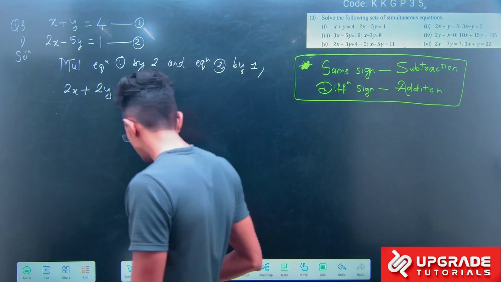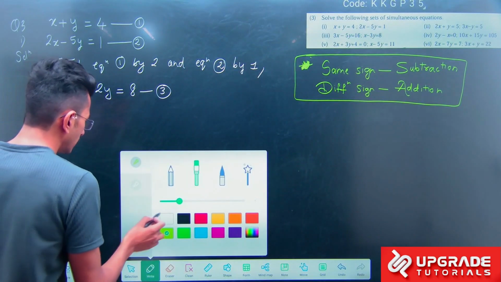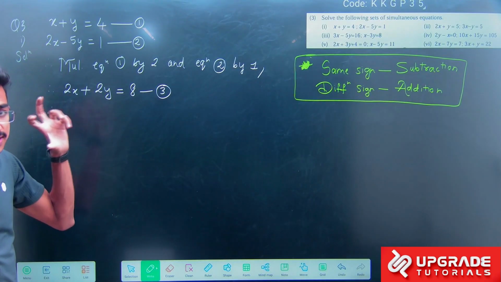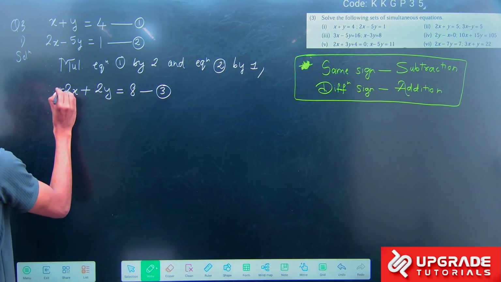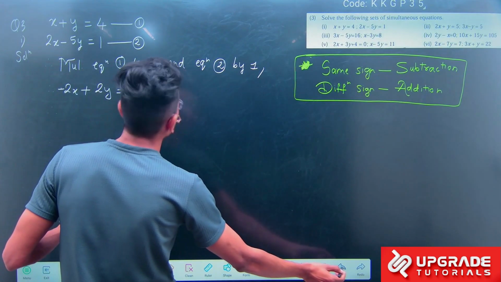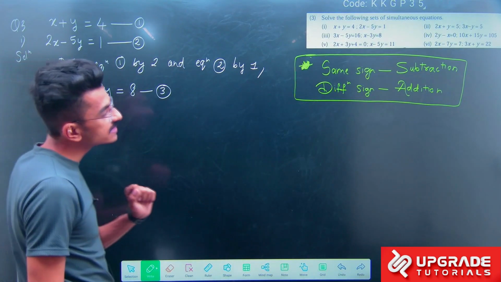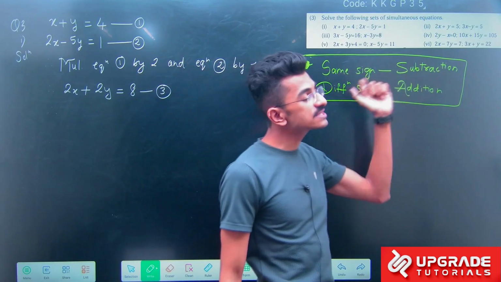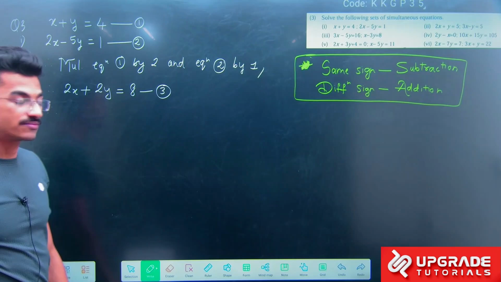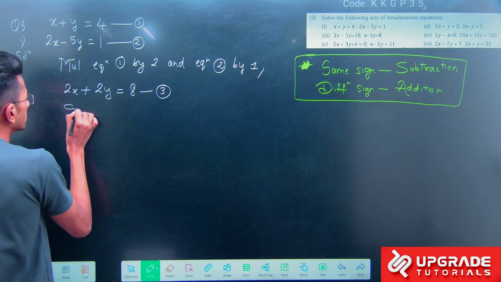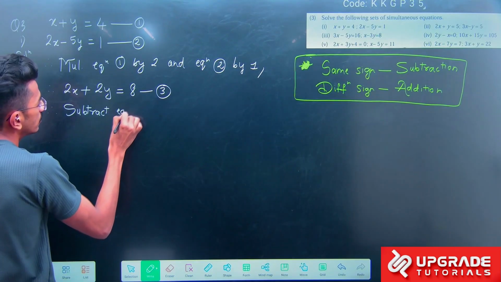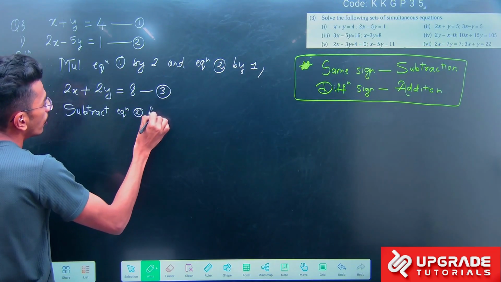Understood? So उसका क्या मतलब है वो मैं अभी बताता. See, 2x, 2x, are they with the same sign? Same sign मतलब आगे क्या है, प्लस प्लस. हाँ, same sign. So they are having the same sign, which means you have to subtract. What to subtract? We have to subtract the equations. So subtract equation 2 from 3.